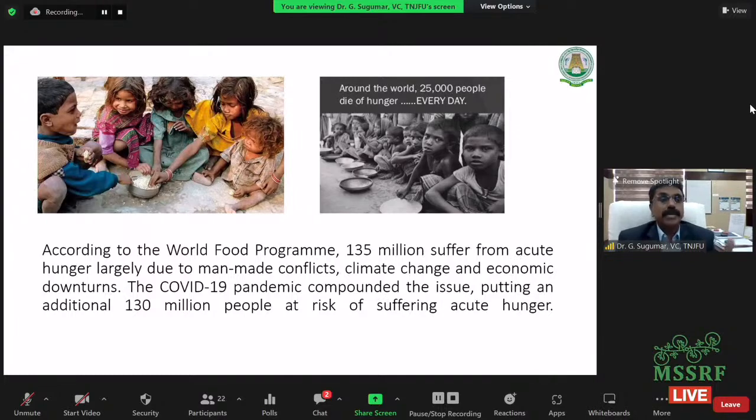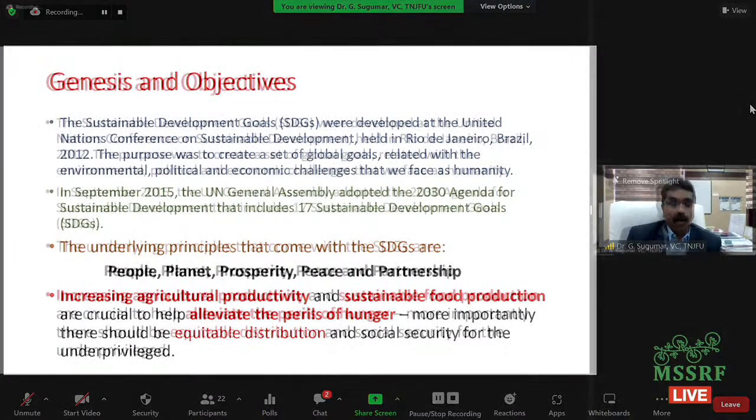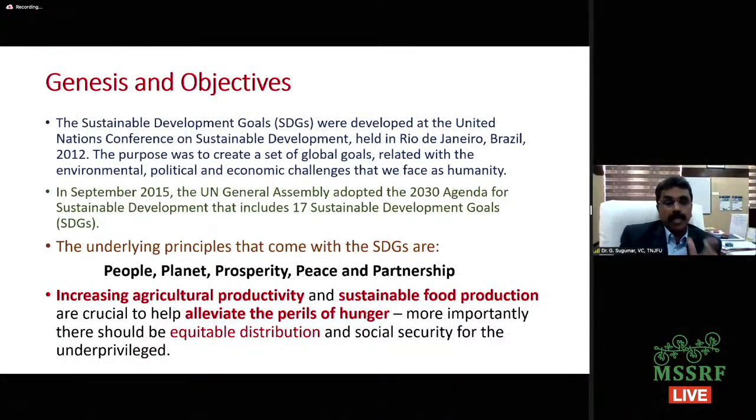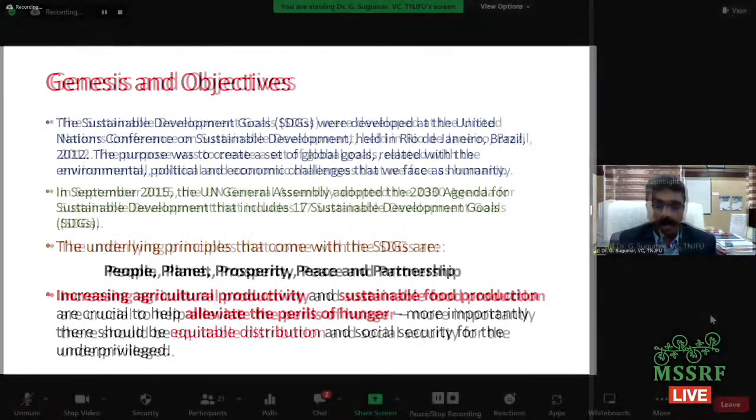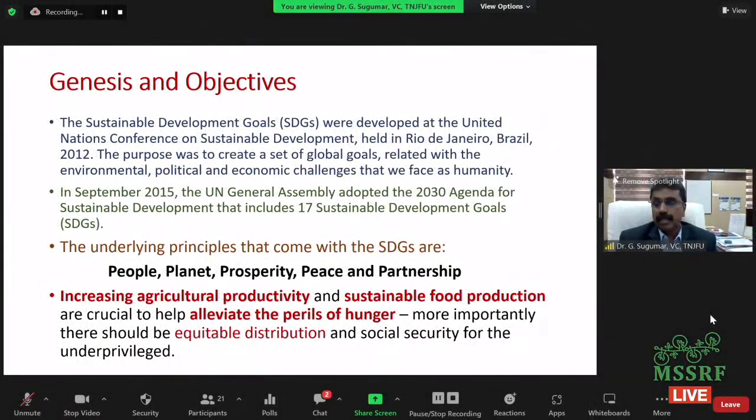I don't want to go into the genesis and objectives of the SDGs, but the underlying principle is really noble, and they are concerned about people, planet, prosperity, peace, and poverty. But for everything, the basic is decent food. If there is hunger and poverty, then there will be chaos in the world, and there will not be any development. What is the way out?